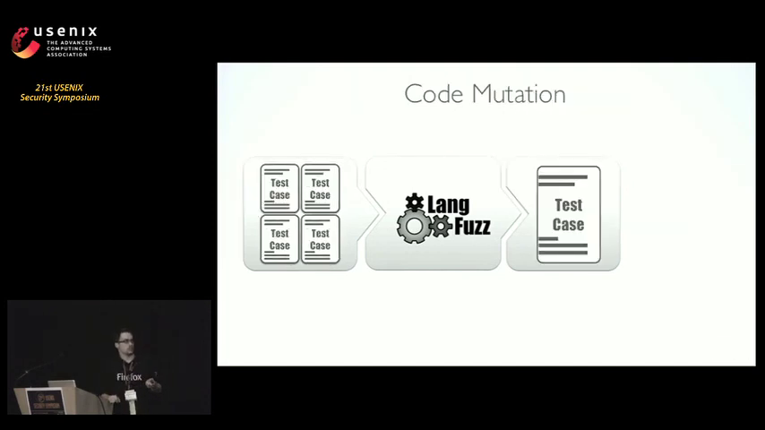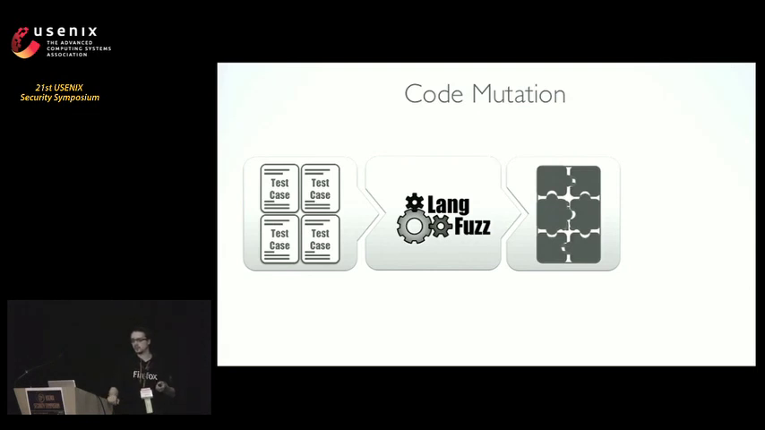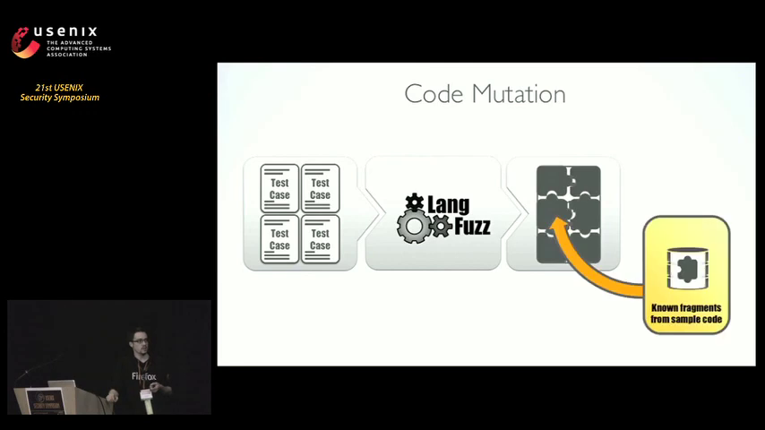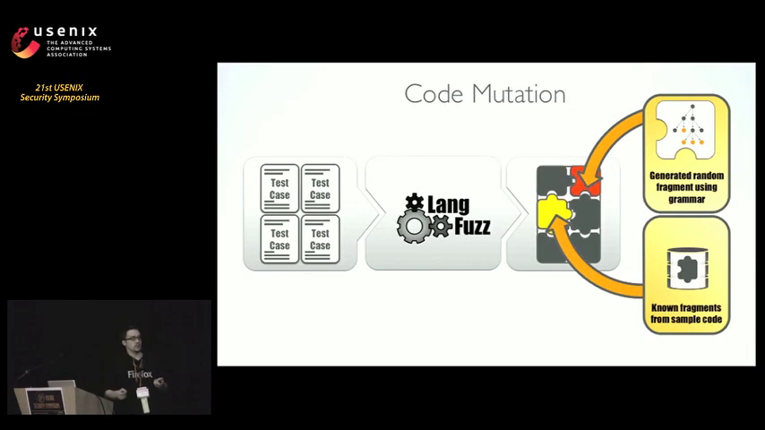Now the code mutation step starts similarly. LangFuzz looks at a single test case. Using the grammar, it determines what syntactic elements this test case is made of. And now it randomly picks certain code fragments in there and tries to replace them with different code fragments. So either it uses known code fragments from the sample code that we have just learned, or it uses a generational algorithm that uses the grammar to generate syntactically valid elements. I'm not going into detail on how the generational algorithm works, it's not really very complex. If you want to have a look at that, it's described in detail in the paper.